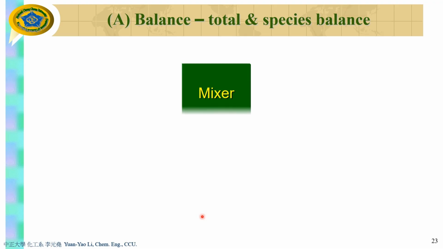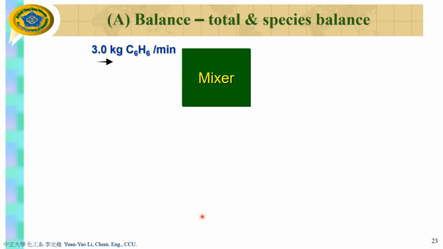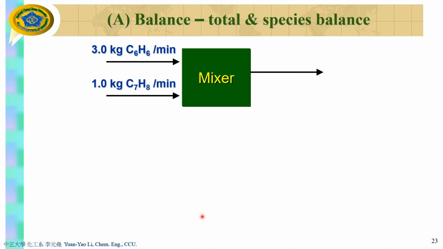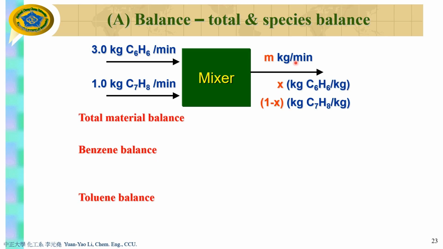So for the total and the species balance, for example, we just give this as an example. We have a mixer, with benzene and toluene going into this mixer. As you can see, you understand this is 3 kilo, 1 kilo. So you have how many? You understand, right? Okay, so you know the ratios. So for these three, there are unknowns. There are only two parameters, two values you need to find out.